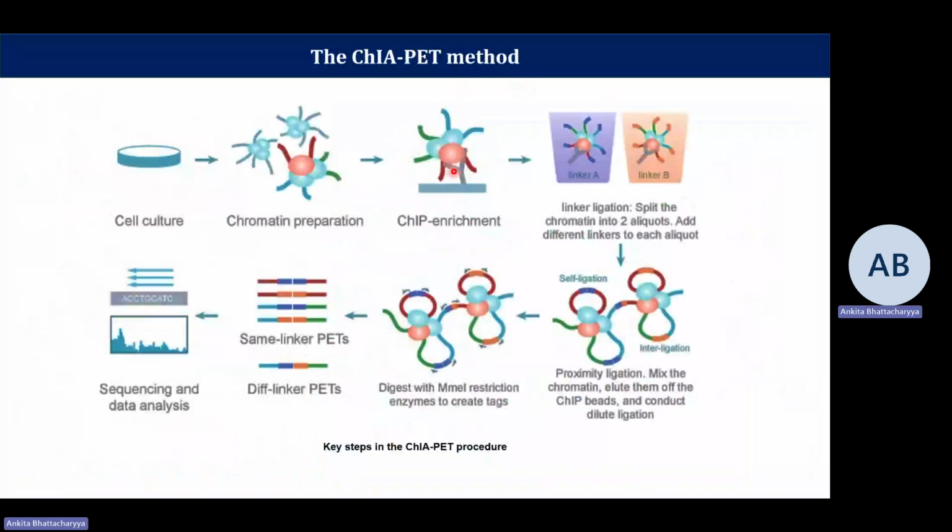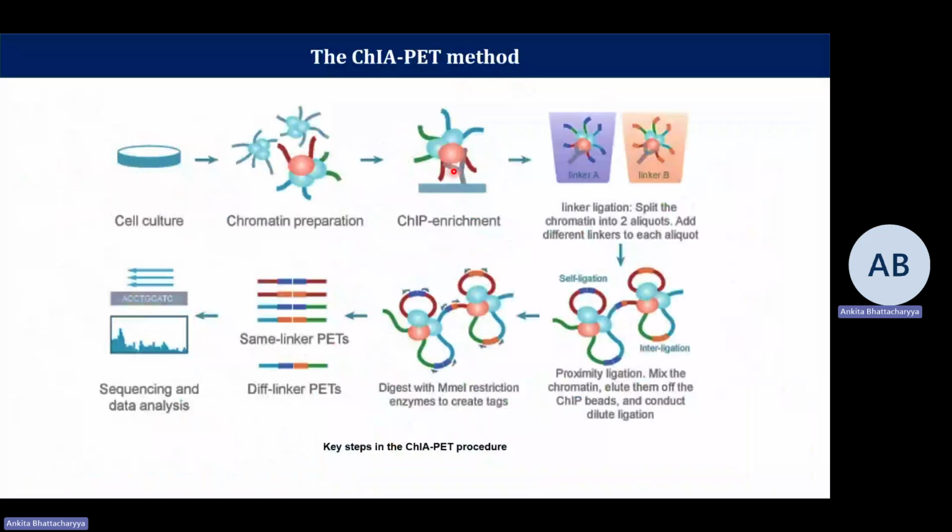The ChIA-PET method: cell culture is what you start off with, of course. You prepare the chromatin, and the major distinction point here is that you rely on your protein of interest. So your protein of interest is brought into question because you utilize a certain antibody, which is specific to some epitope on your protein of interest, which is available even when it is interacting with DNA, which means it's a non-DNA binding domain, which is then used to enrich specifically for your protein of interest.